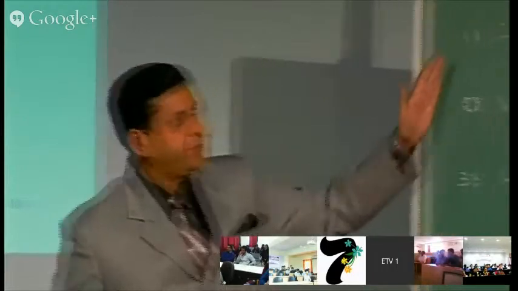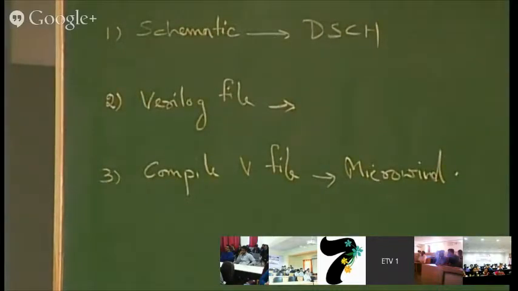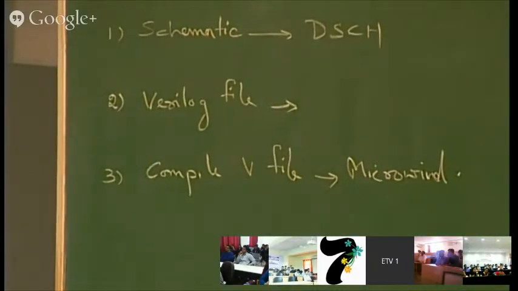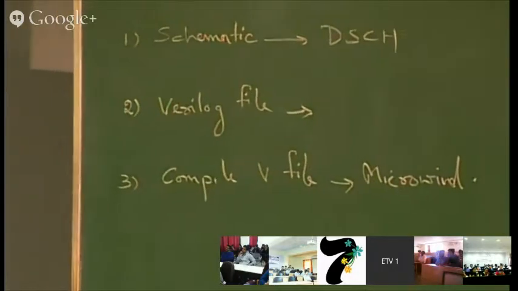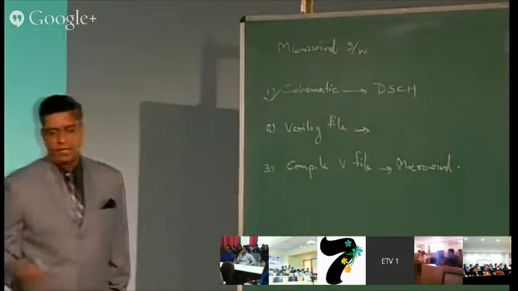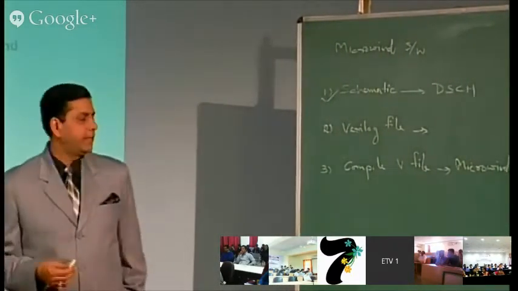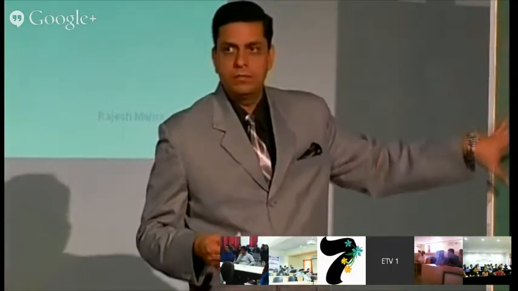So if you just look into this one, we have three capture options. If you are working on some design and that design is based on transistors or based on logic gates, then you are going to start with this schematic part. You will take that circuit input, design that circuit using this schematic, and then after this DSCH is complete, you will move to this option.